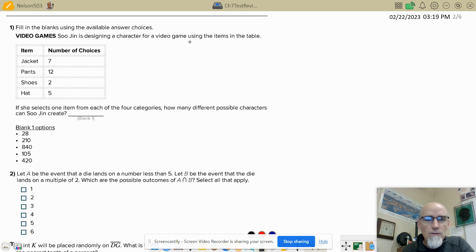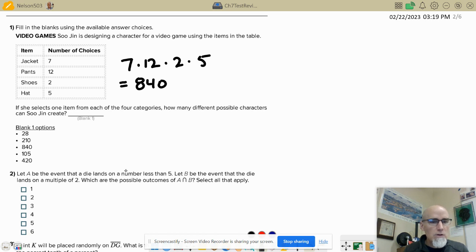This kid is designing a video game using the items that you see in the table. If you're asked how many different ways this could occur, using those four different categories, you just take the numbers and multiply them together. So 7 times 12 times 2 times 5, right? You could go, let's see, 2 times 5 is 10. Multiplying by 10 is nice. 10 times 7 is 70. 7 times 12 would be 840. So 840 different ways.